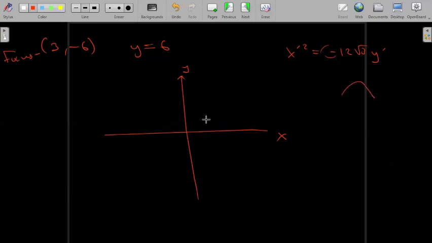So where do I go for my 3 and my negative 6? If 3 is here, for example, that's where my 3 is. I know negative will be going down. So let's say our negative 6 is somewhere here. So this here is going to be the point of my focus. Then my directrix, let's say 6 is there. So my directrix is actually cutting the line there, like that.